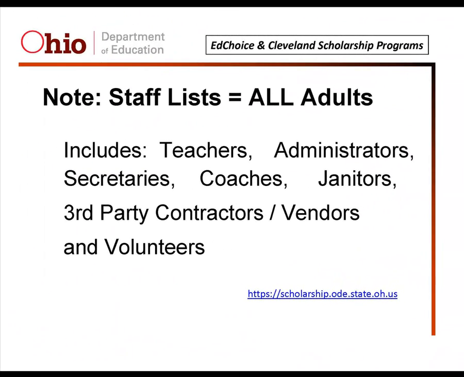Note: it is a requirement that all adults found in your building on a continual and regular basis be entered into the scholarship staff list. Staff lists should include teachers, administrators, secretaries, coaches, janitors, contracted third-party vendors, volunteers, and any other adult found in your building on a regular basis.